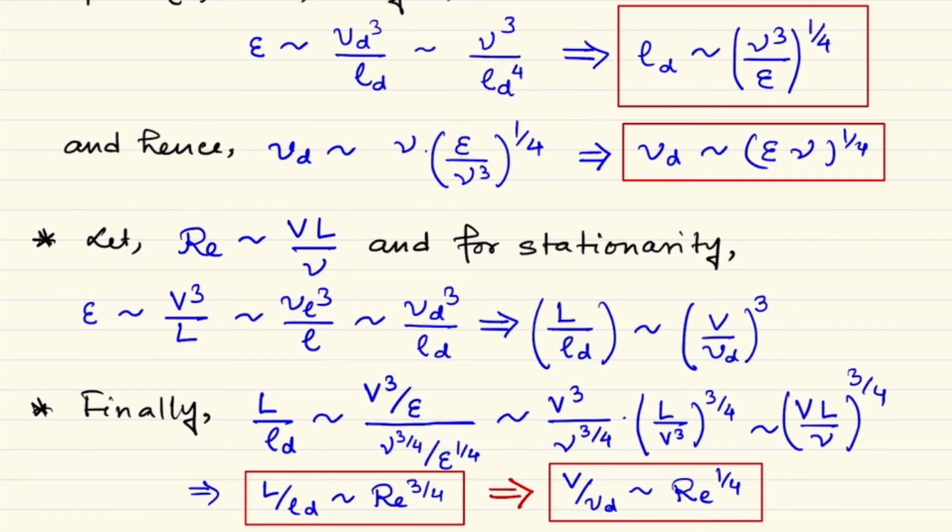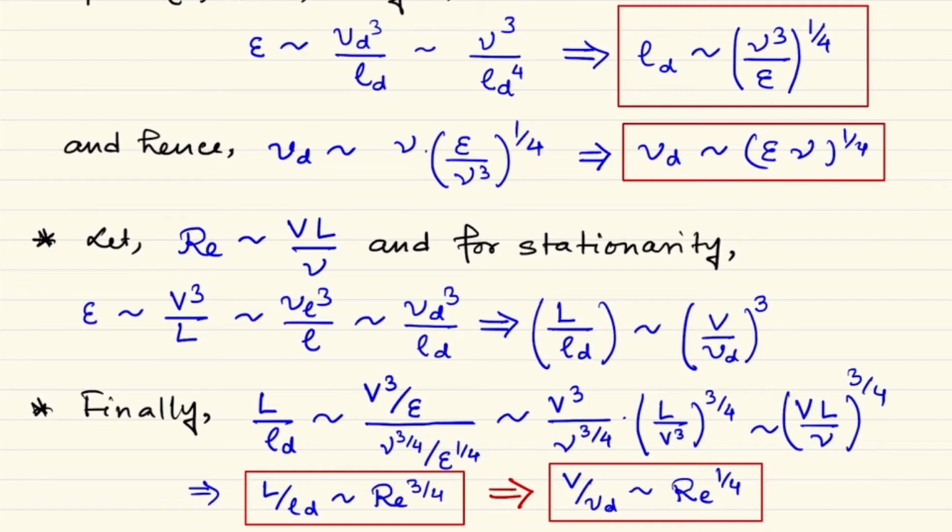We simply can say that L by small l_D will be of the same order as V by V_D whole cube. You can simply compare these two and have this one. Finally, when you do L by L_D, this is nothing but V cube by epsilon, that's simply their definition. So L will be V cube by epsilon from this equation, and L_D will be from this equation eta, nu to the power 3 by 4 by epsilon to the power 1 by 4.